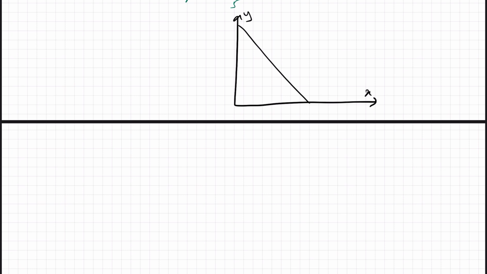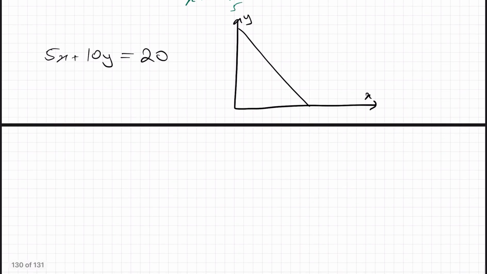So if it was 5x plus 10y equals 20, well, when price is 0, demand is just going to be 2. It's easy because this term disappears. Similarly, when y is 0, so when demand is 0, the price would have to be 4, because this term disappears, and it's just easier.